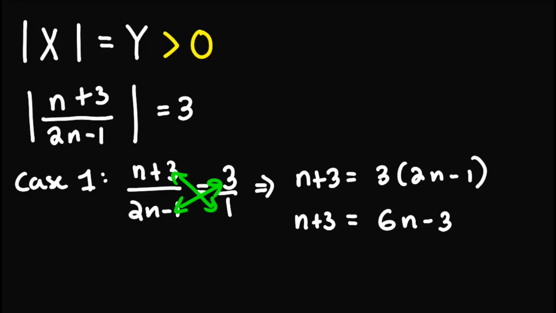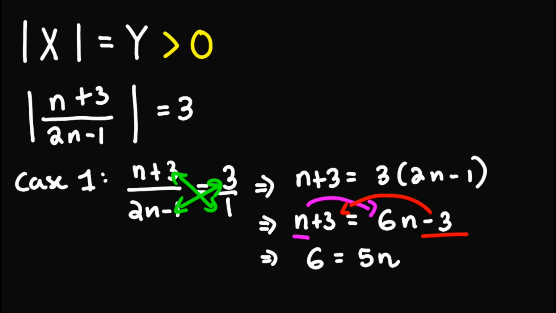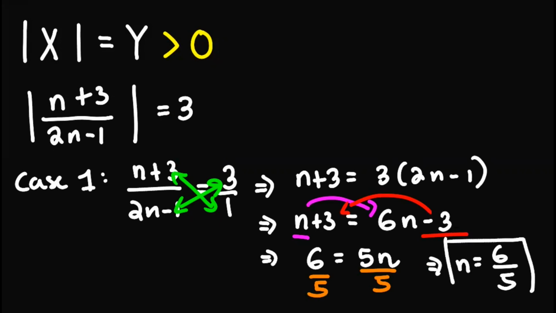Then we can move n to the right side and move negative 3 to the left side to obtain 3 plus 3 is 6, and on the right side we have 6n minus n is 5n. Then we divide both sides by 5 to finally obtain n is equal to 6 over 5. So that is our first possible solution to this one.